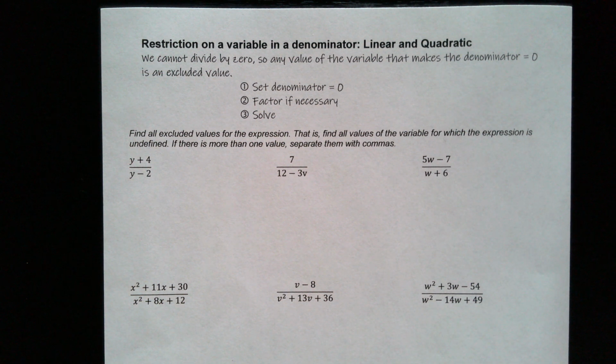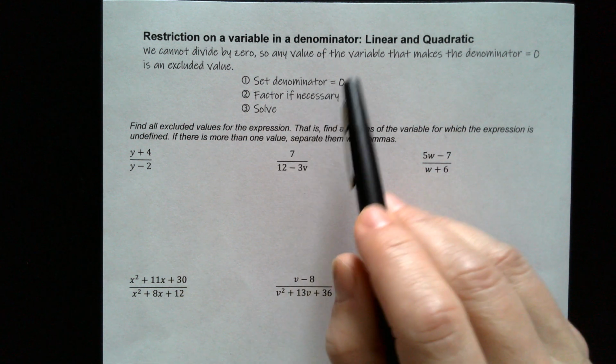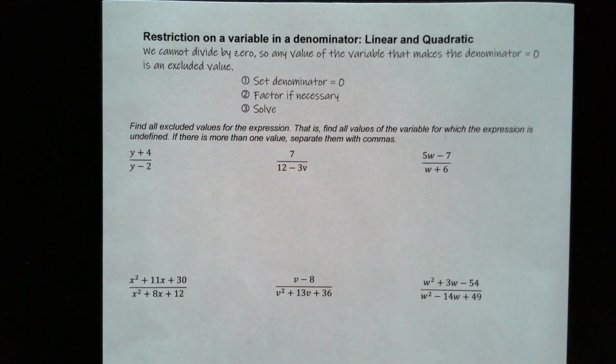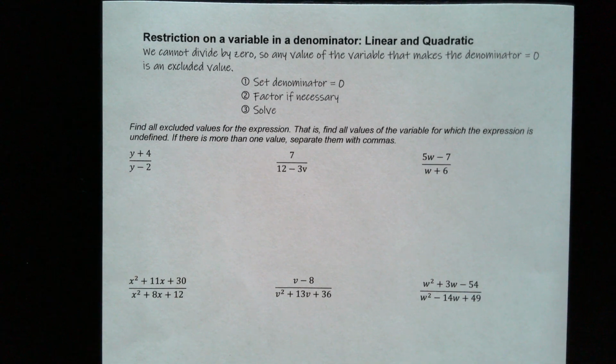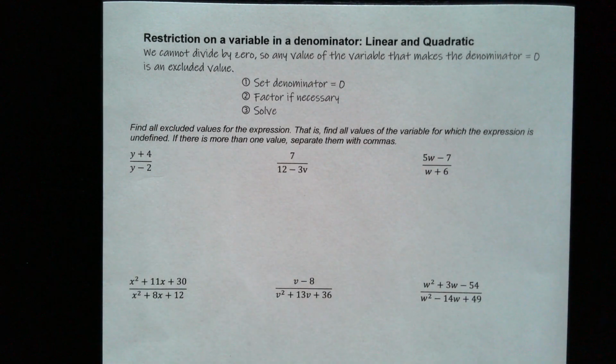In this video, we're going to be looking at restrictions on a variable in the denominator. Both linear and quadratic will be in the numerator and the denominator. And remember that you can't have 0 in the denominator, right? You can't divide by 0. So what we're going to try to find is where the denominator is equal to 0, and then we can throw those out.